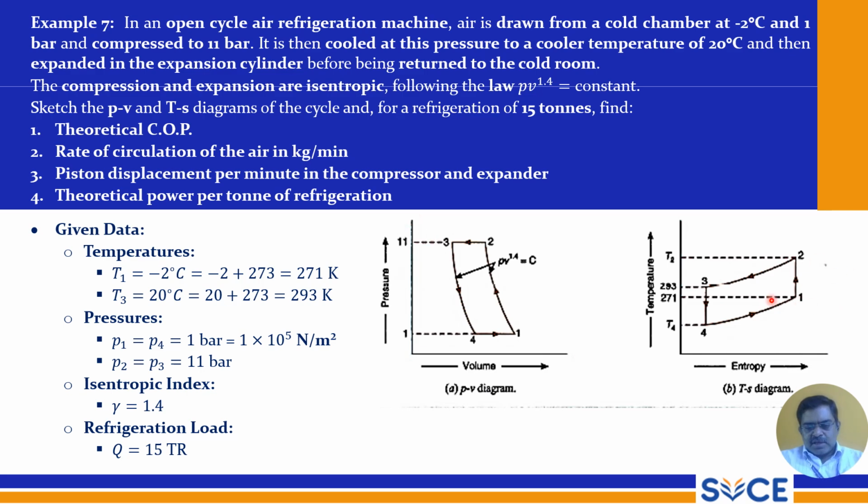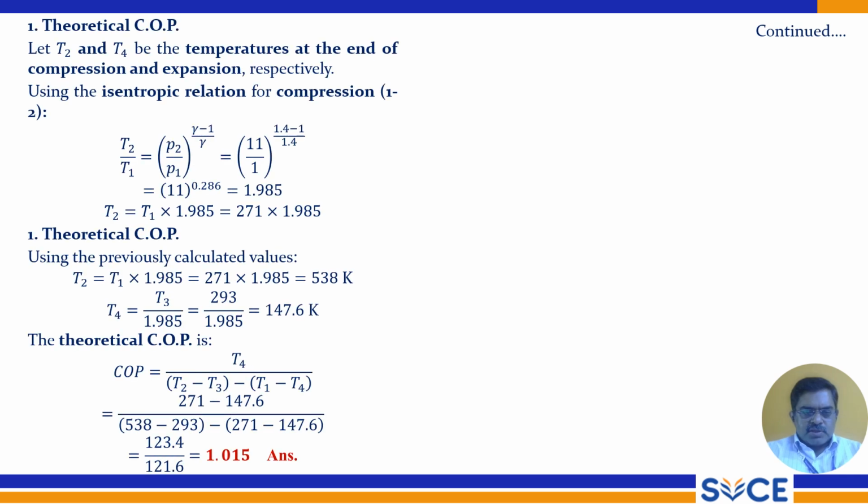And you can see T1 and T3 are known, T4 and T2 are unknown. So we have to find them. So theoretical COP, let T2 and T4 be temperatures at the end of compression and expansion respectively, using the isentropic relation of compression 1 to 2. So this can be calculated in terms of P2 by P1, to the power gamma minus 1 divided by gamma, that is equal to 271 into 1.985. So that is the T2. So T2 is calculated.